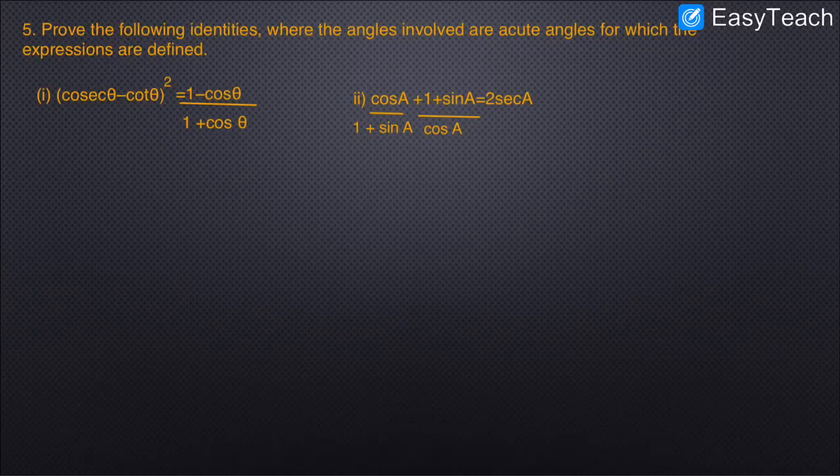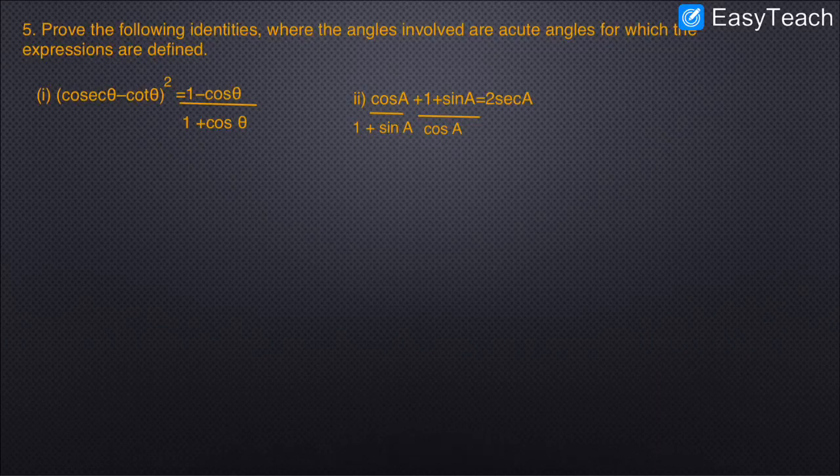The remaining is, if you split this term, 1 by cos theta into 1 by sin theta, and here remaining is 1. So the answer is 1 by cos theta is secant theta, into cosecant theta, plus 1. So hence LHS equals RHS. Hence we proved.